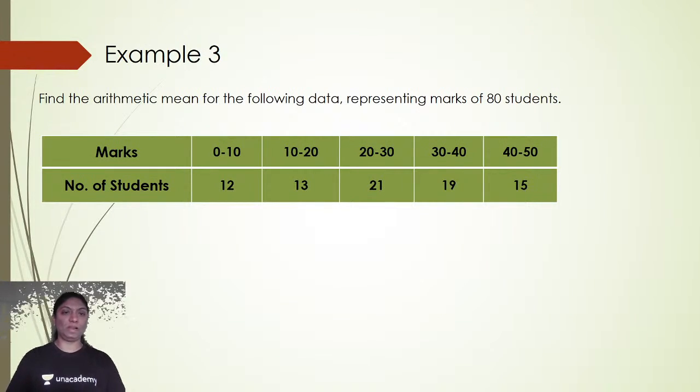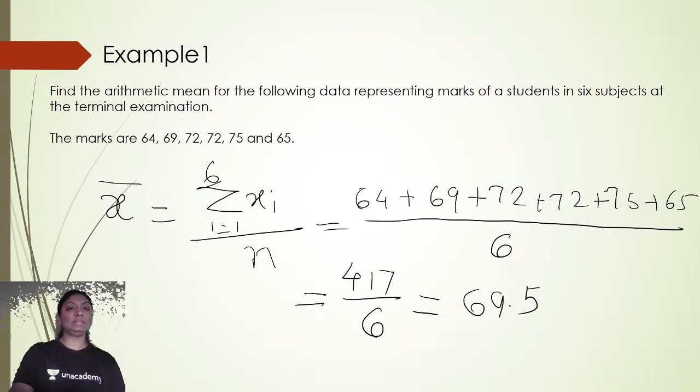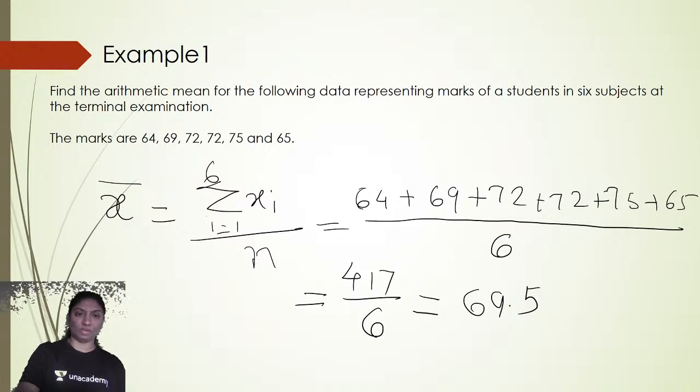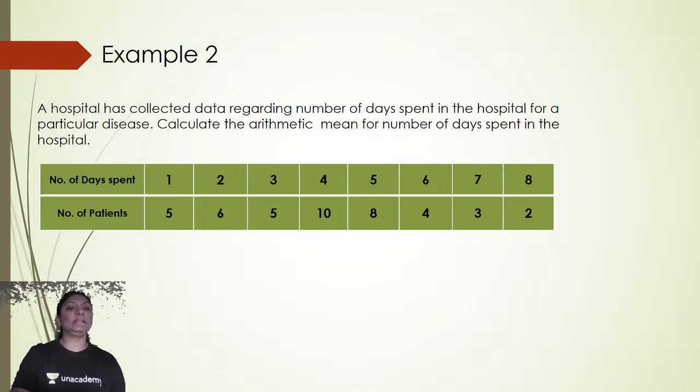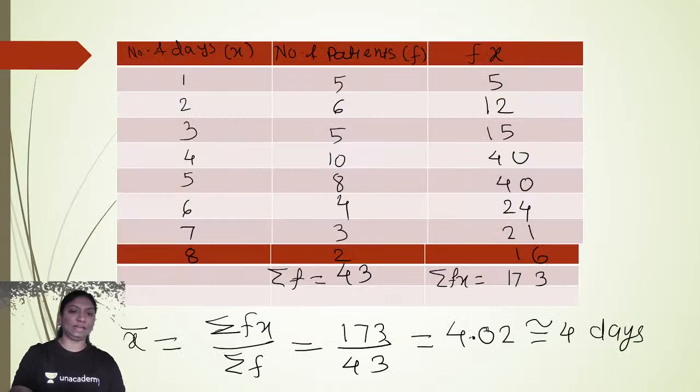See the next example. Find the arithmetic mean for the following data representing marks of 80 students. Now see, if you observe the first two examples, in this example no frequency is given. It means the 64 marks appears 2 times, 4 times, that is not given. But here the data is given, मतलब one day यहाँ पे हॉस्पिटल में एक डे स्पेंड करने वाले कितने पेशेंट्स है? 5 पेशेंट्स है. So accordingly that data is given.